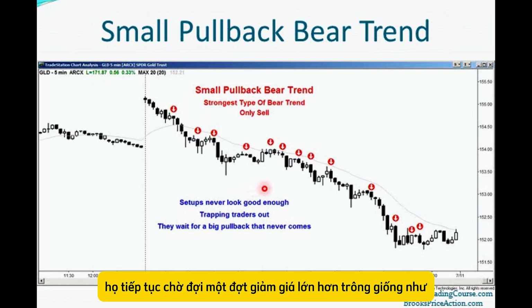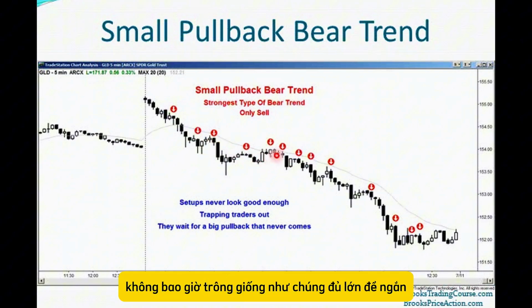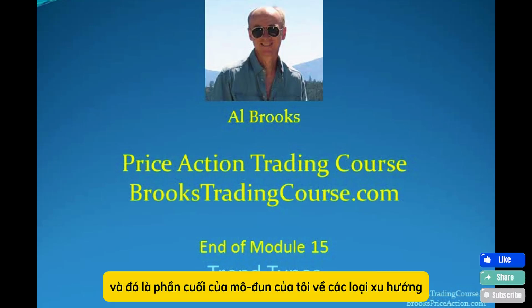They keep waiting for a bigger pullback that looks like it'll be safer, and they keep waiting for great-looking bear reversal bars for signal bars. You're not going to get them. In a small pullback trend day, this is how they typically look. The pullbacks never look like they're big enough to short, and the signal bars never look good enough to short, but you've got to take them. And that is the end of my module on the types of trends.